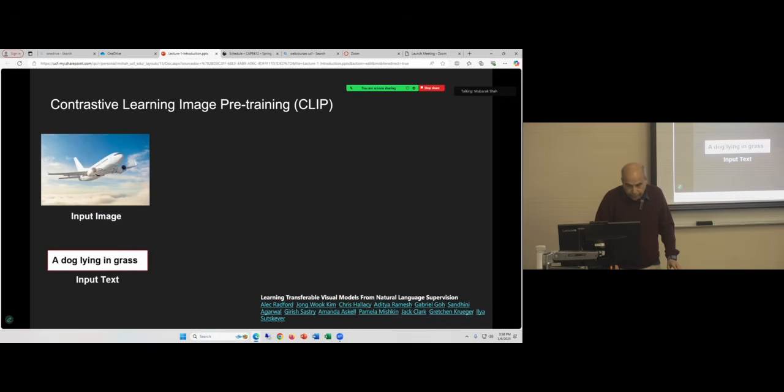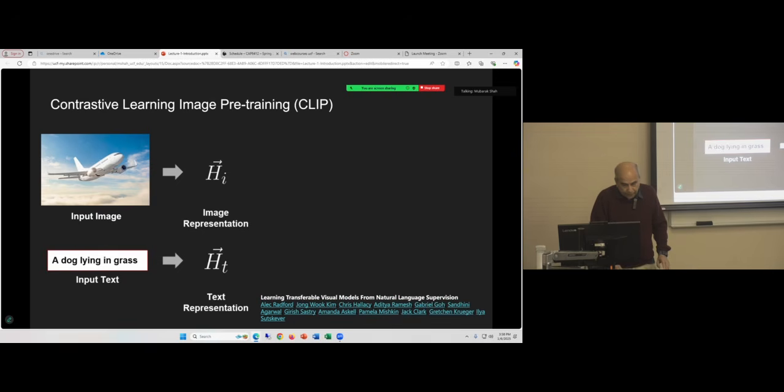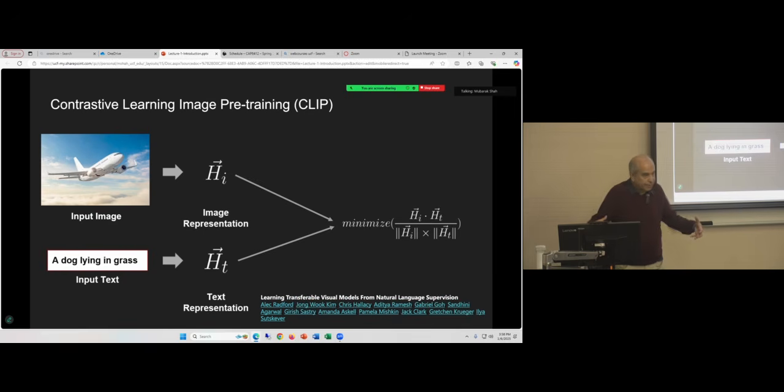Now, the other pair: this is an image of an airplane, and the caption is a dog lying in grass. It's a negative pair. So you take these representations, the image representation HI and the text representation, and you want to minimize their similarity. You want to set them apart. Very simple, that's it. That's CLIP. You learn using this, and it's amazing.